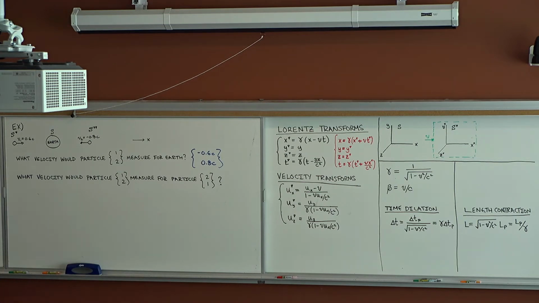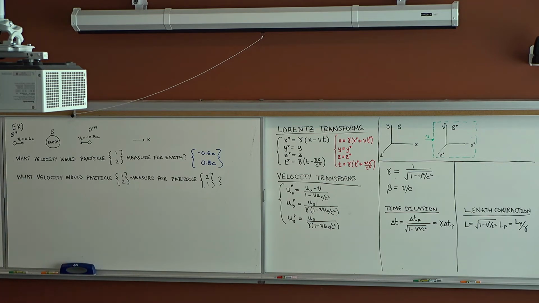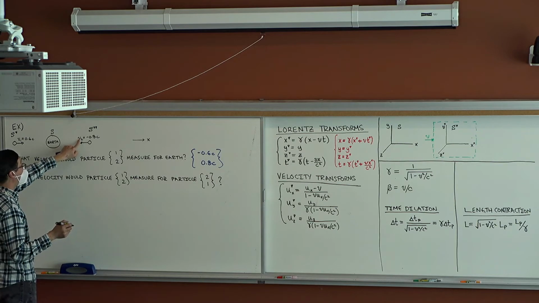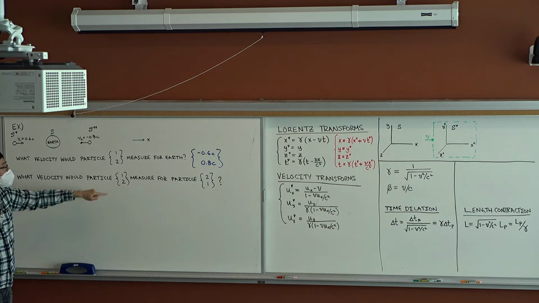This worked out nicely for my memory too, because 1 goes with 1 prime, 2 goes with 2 prime. But we can't always do that, but this time we can. So let's see if we can make this go. So let's say that we want to measure the speed of particle 2 as measured by particle 1.